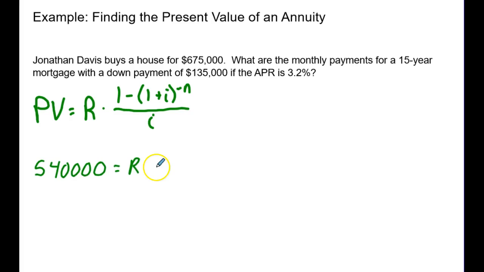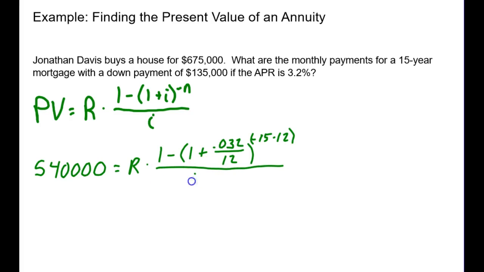That's what we're looking for in this problem, times 1 minus 1 plus I. To calculate I, we take 0.032, that rate, divided by 12 because it's monthly payments, and then raised to the negative 15 because it's 15 years times 12 payments per year. And that's all divided by 0.032 divided by 12.